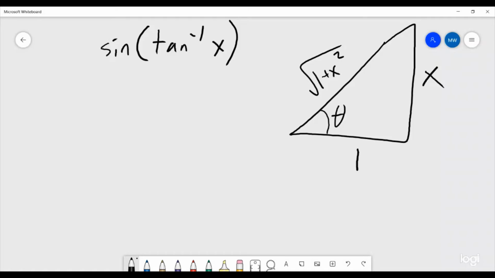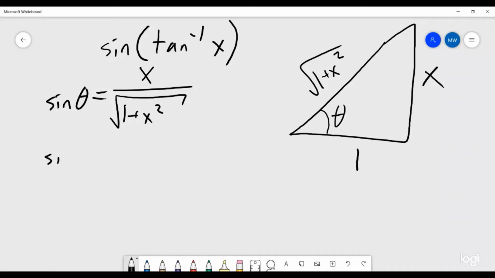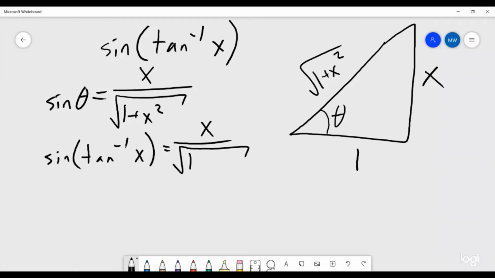And so now if we're looking at the sine of that angle, sine is opposite over hypotenuse, so that tells us that sine of theta is going to be x over the square root of 1 plus x squared. So that tells us that sine of the inverse tangent of x is equal to x over the square root of 1 plus x squared. And you can do this for any of the other ones that you have. Just make sure that you are making the appropriate ratio, x or whatever variable you're needing it to be.